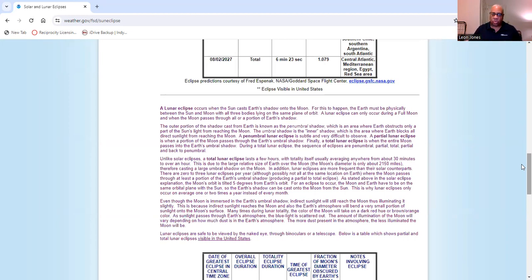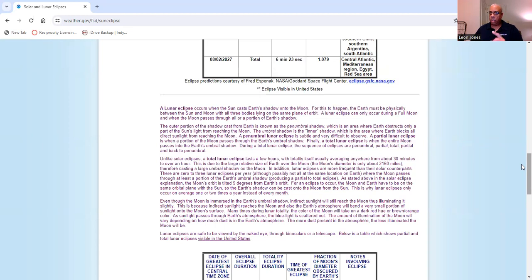We just talked about the solar eclipse. Now let's get into the lunar eclipse. That occurs when the sun casts Earth's shadow onto the moon. For this to happen, the Earth must be physically between the sun and the moon, where all three bodies are lying on the same plane of orbit. So a lunar eclipse can only occur during a full moon and when the moon passes through all or a portion of the Earth's shadow.